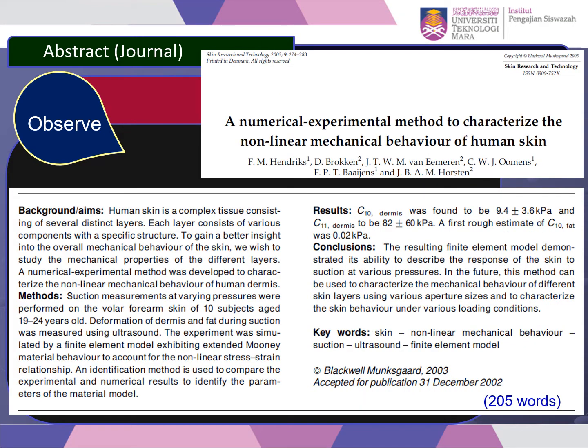Now, this is another journal, Skin Research and Technology. This is also a popular journal. It's the same as the previous journal, where the subtopics about background and aims are given, so you just need to write there. So it's clear in such an abstract to determine the background and aims, methods, the results, and the conclusion.